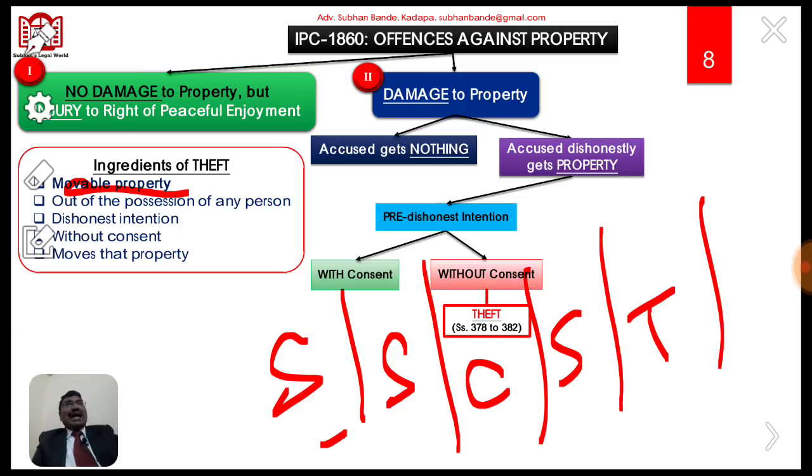Cooking gas is movable property. Water passing through a pipeline is movable property. These are the subject of theft. Idols from temples are movable property. Paintings in the museums are movable property. Animals are also movable property. A cat, dog, goat, camel, horse, they are movable property.